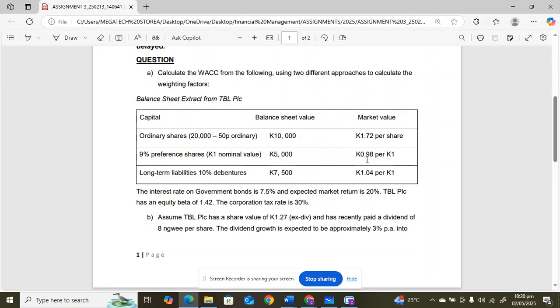Okay. But with preference shareholders, you have a fixed dividend rate, and you're entitled to dividends each year. So this 5,000 kwacha was raised from selling preference shares. This is the preference share capital. These preference shares are trading for 0.998 kwacha, as you can see, per one kwacha. So this one kwacha is basically the nominal value or the par value or the face value.